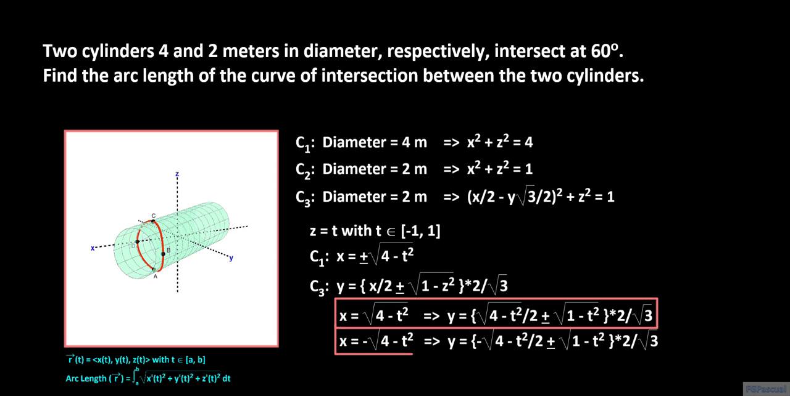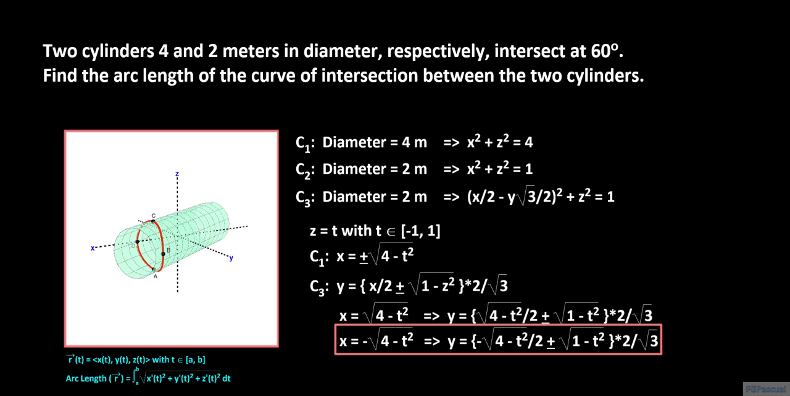The second loop corresponds to the values of x that are negative, or when x equals minus the square root of 4 minus t squared. Then, y equals the quantity minus the square root of 4 minus t squared divided by 2 plus or minus the square root of 1 minus t squared, this entire quantity multiplied by 2 divided by the square root of 3.